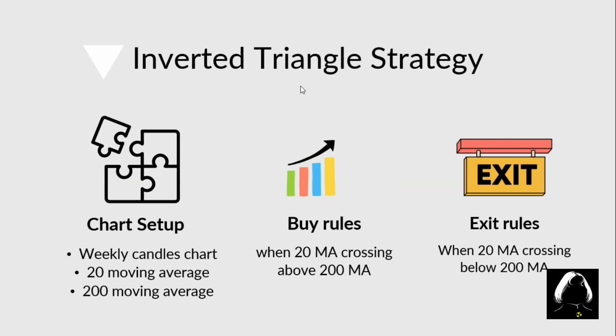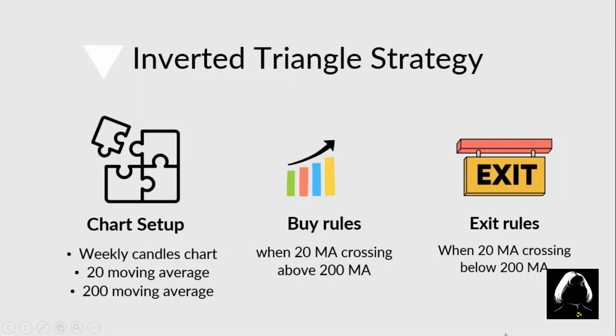Here the chart settings are very simple. Just select the weekly candles chart, 20 moving average and 200-day moving average. The concept of moving average is very easy to understand. 20 moving average indicates the previous 20 weeks' average price plotted. Similarly, 200 moving average indicates the previous 200 weeks' average price plotted in the graph.